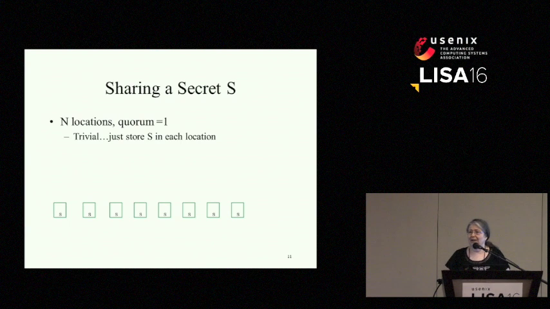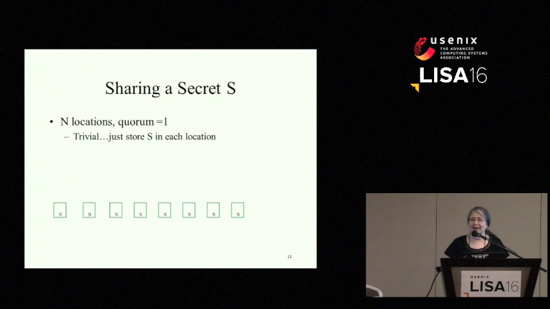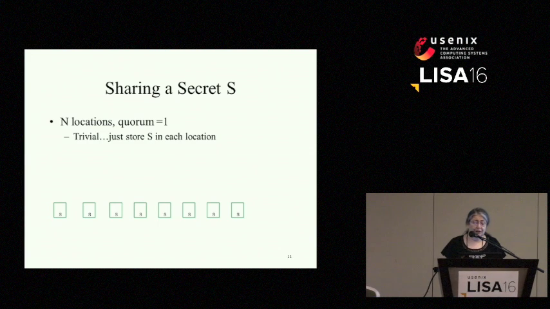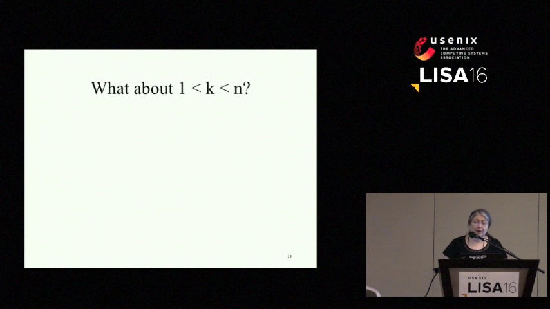So the first simplest thing is if you have n locations where the quorum is 1, it only requires 1 to do it. That's very simple. You just store the secret in each of n locations. If you want to make the quorum be n, such that you have to be able to retrieve it from all n locations, then it's very easy again. You put random numbers in n minus 1 of them, and then you take the secret exclusive-or with all of those random numbers in the last one. But what about if k is between 1 and n?